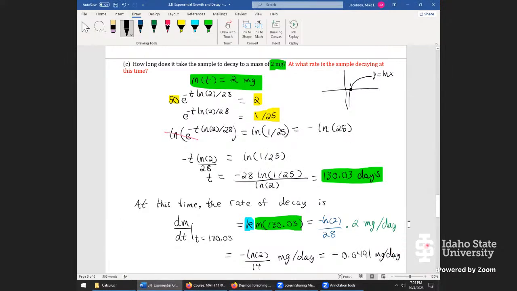milligrams per day. But that's only at the 130.03 day mark. If we asked the same question at 150 days, now we would actually have to calculate the mass at 150 days. And this, well, it's still going to be negative, but it'll be a smaller amount. It's losing less and less as time goes by, but it's always going to have this negative decay rate.